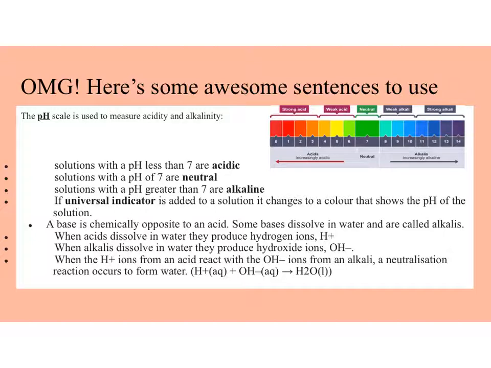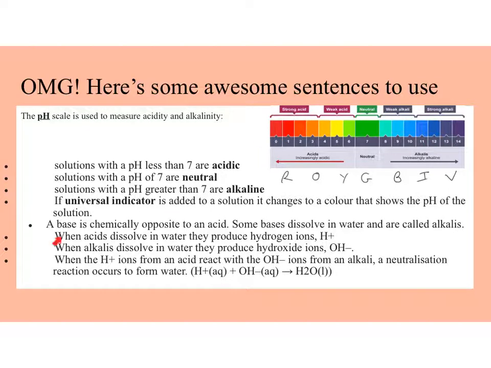I have talked about this before. You can use the colours of the rainbow to work out where you would be on the universal indicator scale. Increasing acidity, so the numbers lower down, they're more acidic. The numbers closer to neutral, they're less acidic. And the same with alkali, closer to neutral, less alkali, and then higher up, they're more alkali. You need to know the colours and the numbers.